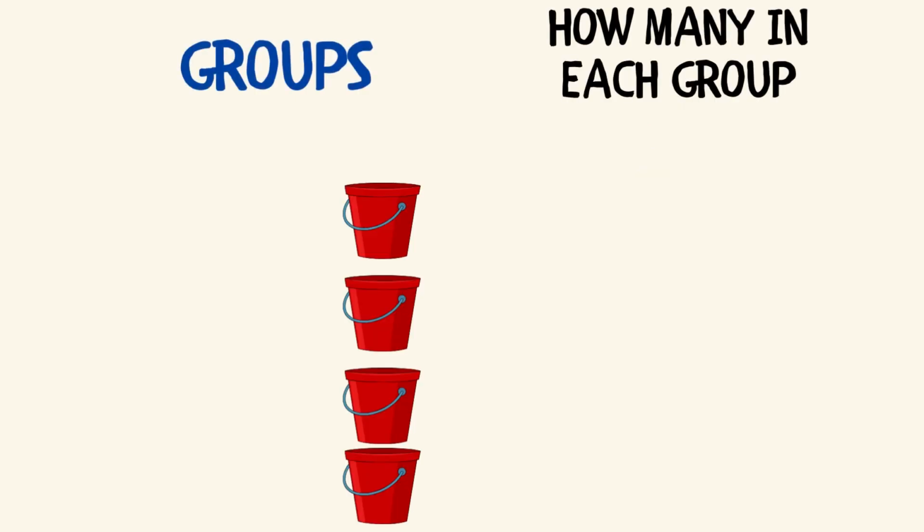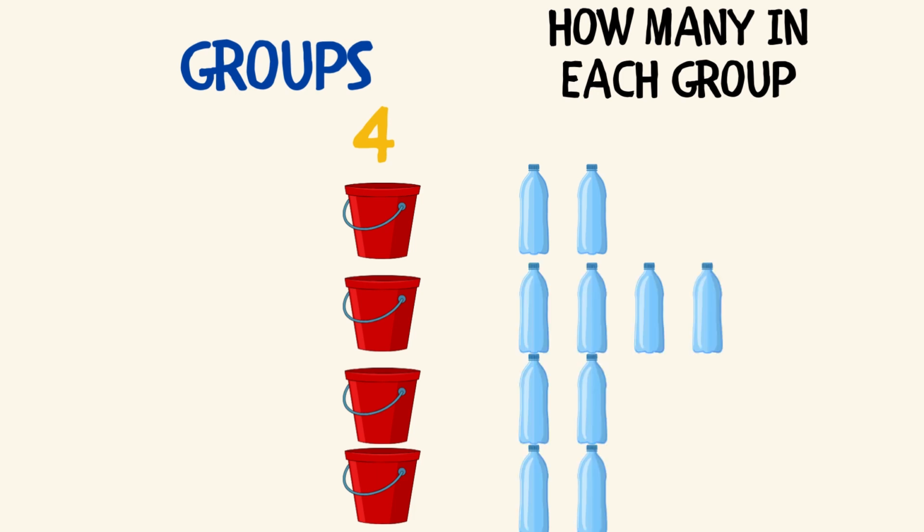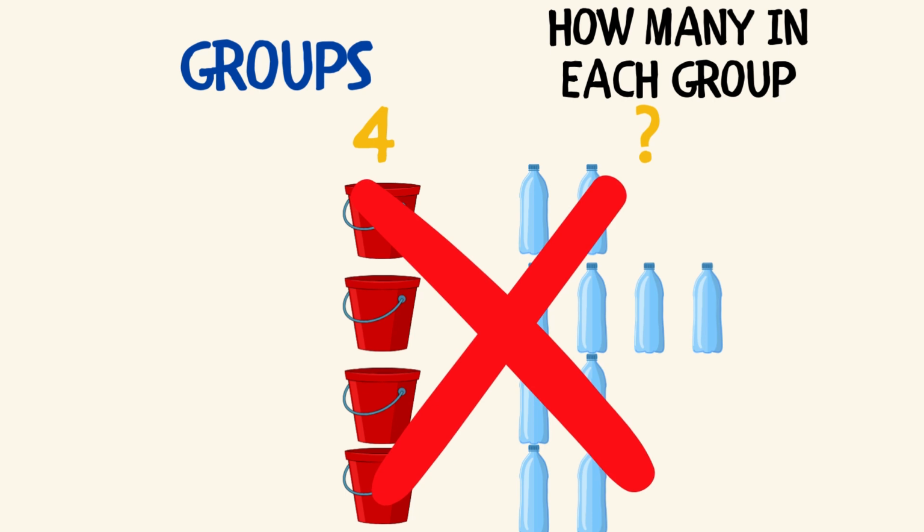So in this example, there are 4 buckets, with 2 liters of water in the first, third and fourth. But the second bucket has 4. So the in each group or bucket will not be the same for all. Therefore, this is not an example of this concept.